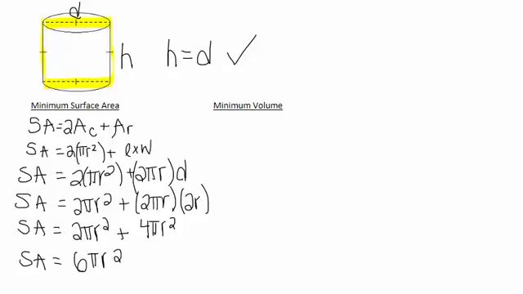To find the maximum volume formula for a cylinder, we will use the same formula we learned before, but we will plug in our restriction that height has to equal the diameter. So if you remember back, the volume formula for a cylinder is equal to the area of the base shape times the height of the cylinder. So the base shape is a circle, therefore the area of the base shape is pi r squared. And the height of this cylinder is equal to the diameter.